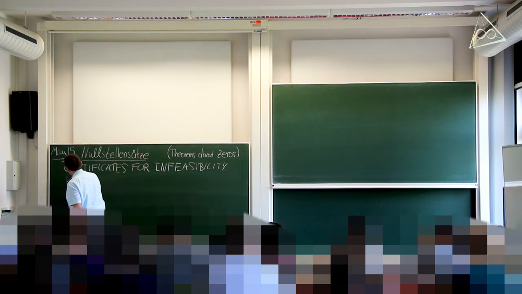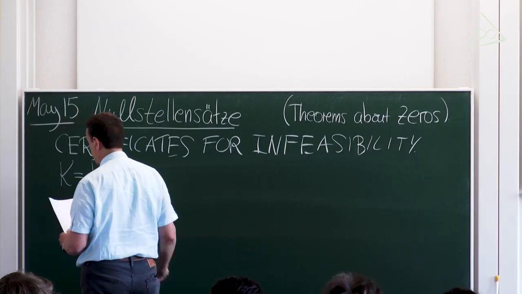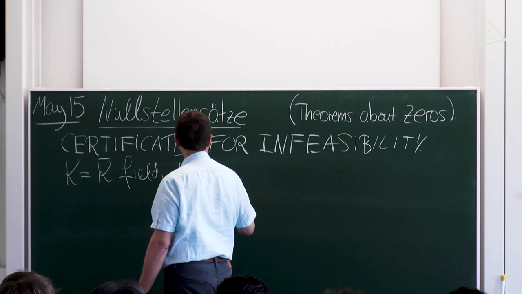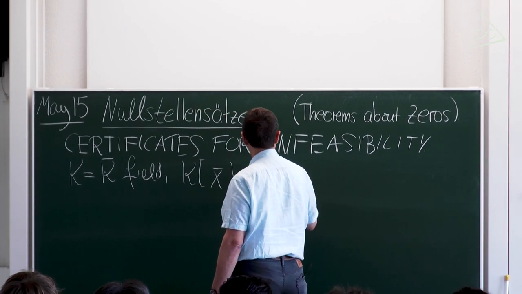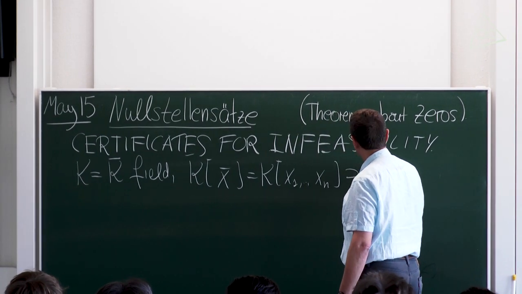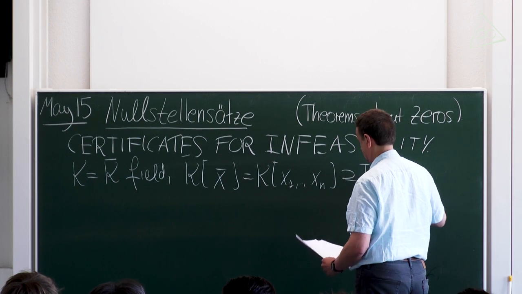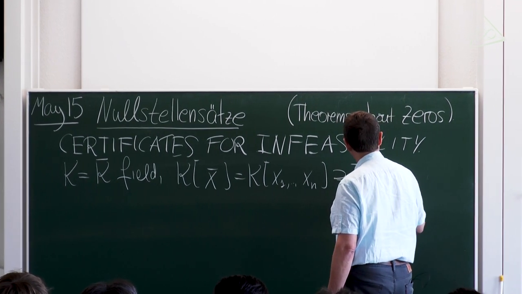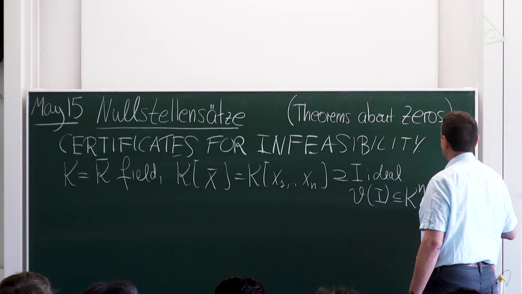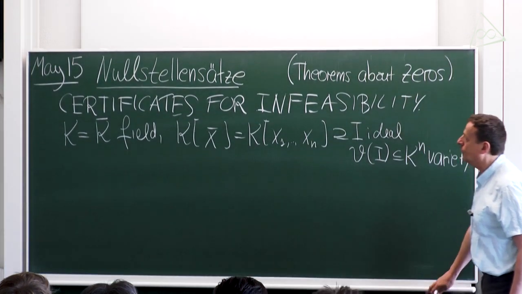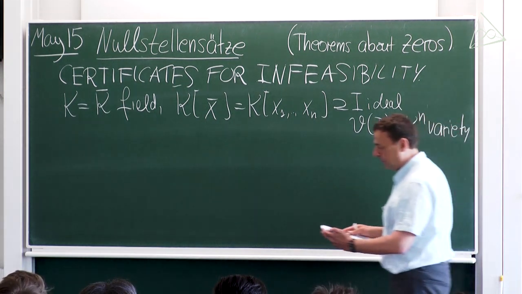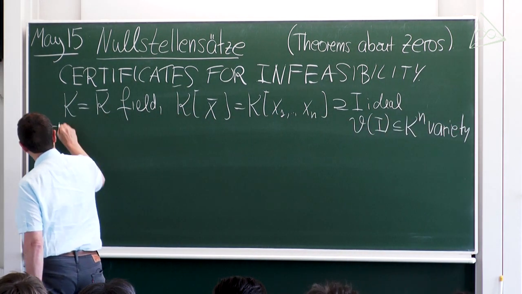So for the first part, the setting is that K is an algebraically closed field. And we're working in the polynomial ring in n variables over K, n variables x1 up to xn. And we're given an ideal and the corresponding variety, the zero set of this ideal in K to the n. So we have an ideal in a polynomial ring in n variables over an algebraically closed field, the variety being all the zeros.